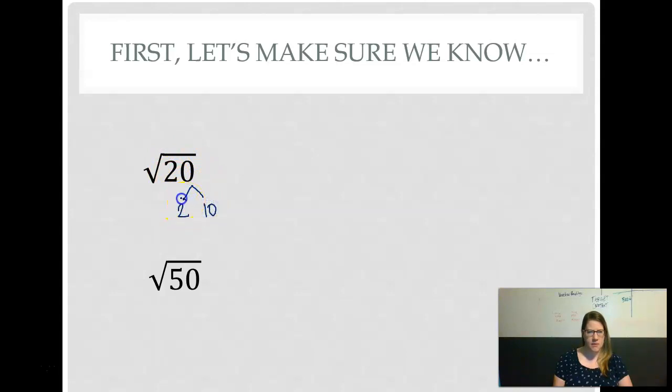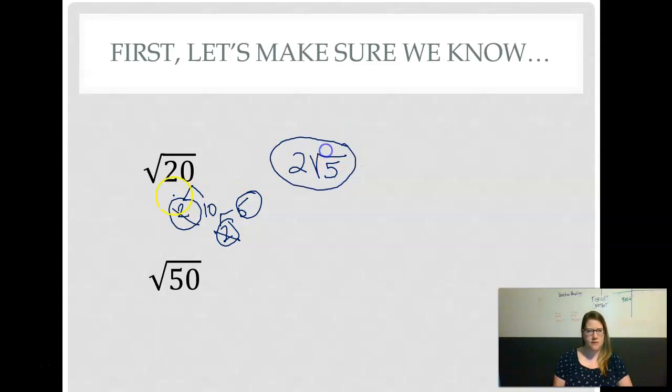And then remember, we're going to circle the prime numbers. So 2 is a prime number, 10 is 2 times 5, and those are both prime numbers. Since 2 happens twice underneath, we can bring out a 2. But the 5 would have to stay inside because there is no match for that. So the square root of 20 in its simplified exact form would be 2 square roots of 5. We don't want to change it to a decimal. We want to know the exact answer.